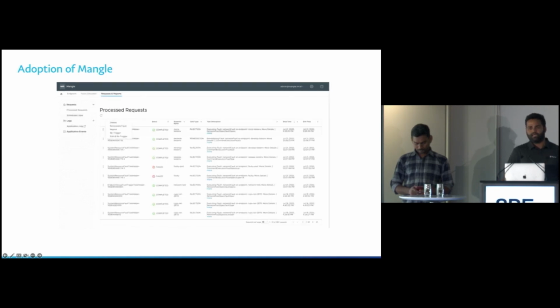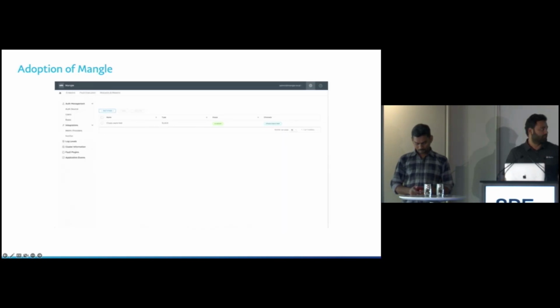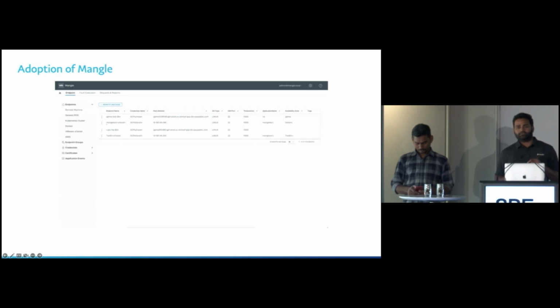So once you have Mangle set up and running, this is how it looks, and it also has the capability.